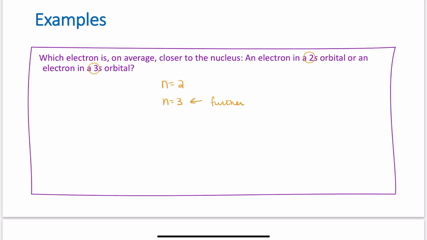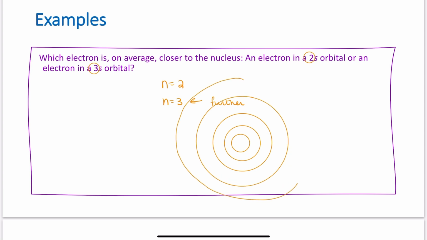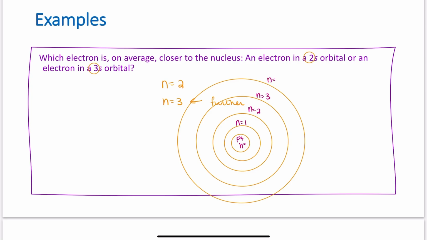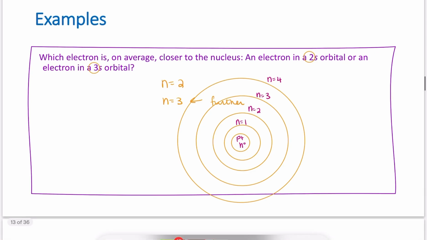from the nucleus, because you've got your nucleus in the center, then you've got your N equals 1 energy shell, your N equals 2 energy shell, your N equals 3 energy shell, N equals 4 energy shell, and so forth. So this is where all of your protons and neutrons reside. Then you've got your N equals 1, N equals 2, N equals 3, N equals 4, and that goes up to N equals infinity. So here, the electron in 2s is closer to the nucleus.